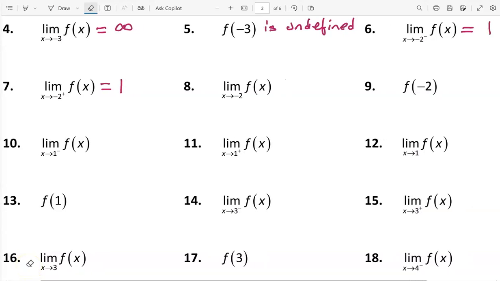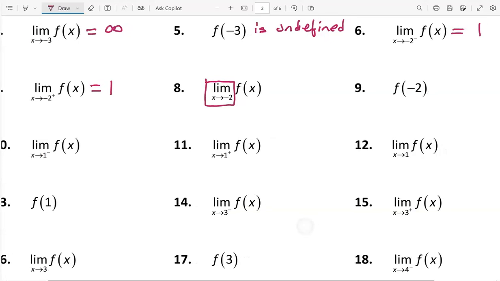In number 8, we are looking for the limit as x approaches negative 2 without a superscript, so this time we are looking for the limit as x approaches negative 2 in general. For this, we need to look at the two one-sided limits. The limit as x approaches negative 2 from the left is 1. The limit as x approaches negative 2 from the right is also 1. So that means the limit as x approaches negative 2 in general is also equal to 1.